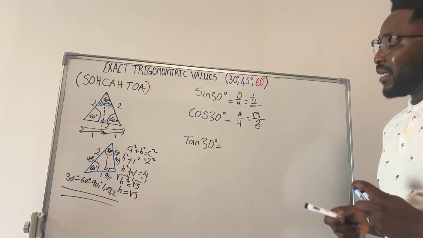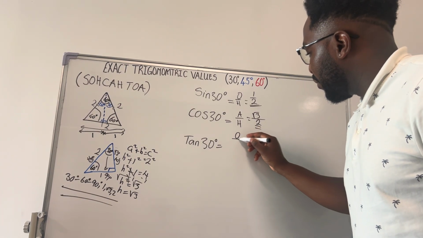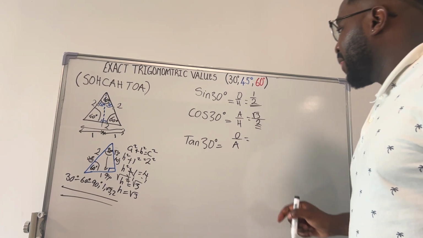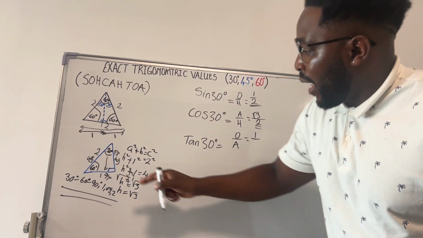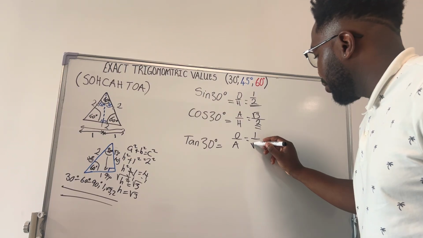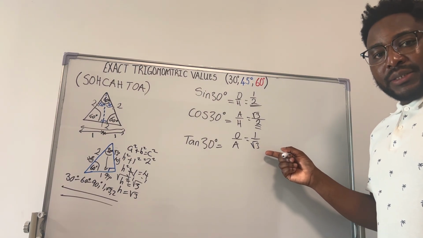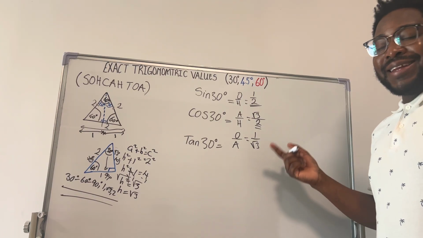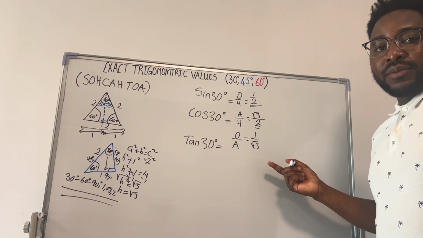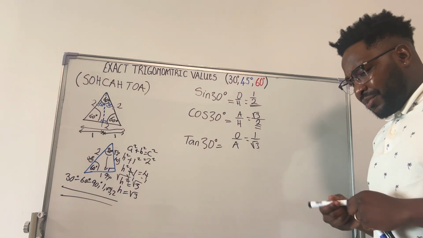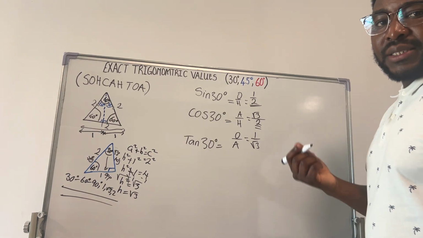What about our tan? Tan 30, our last part over here, which is what? Opposite over adjacent. Our opposite is 1. Yes? Our adjacent is root 3. Yes? Now, you can leave it the way it is. But in higher math, I would advise you to rationalize the denominator, because we don't usually want to have a square root as a denominator. Yes? So let us rationalize that.